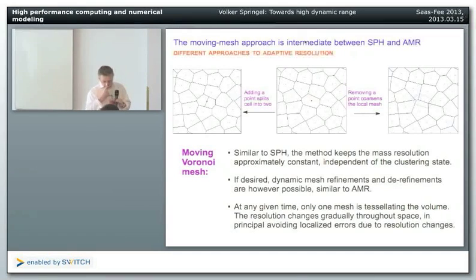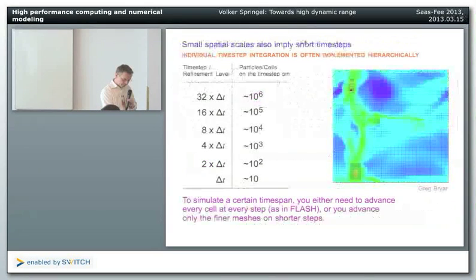And also, the resolution changes here gradually. So there is no localized error at resolution change boundaries in this scheme, because the resolution simply changes smoothly, and there's no extra error for the adaptive resolution. So the dynamic range that we have in cell sizes, if we spatially refine, usually reflects itself also directly in the dynamic range in time.